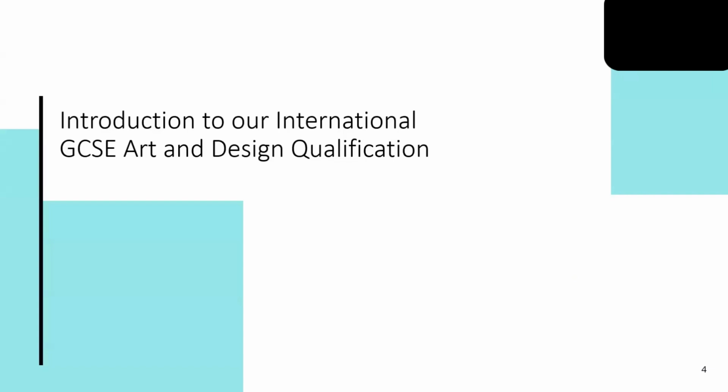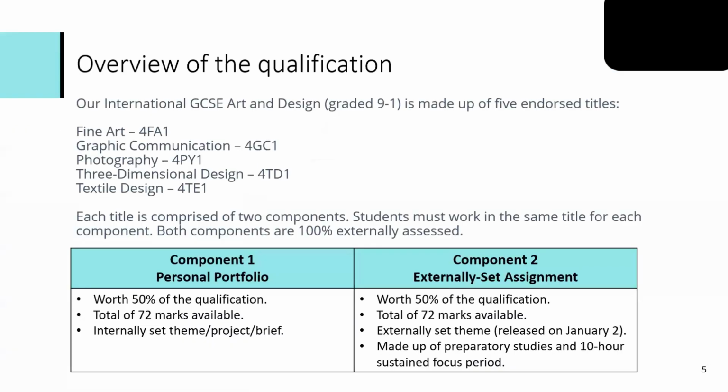Introduction to our International GCSE Art and Design qualification. To start, I will run through an overview of the qualification. Our International GCSE in Art and Design is made up of 5 endorsed titles: Fine Art, Graphic Communication, Photography, 3-dimensional Design, and Textile Design. Each title is comprised of 2 components, each with a 50% weighting and a total of 72 marks available for each component. Students must work in the same title for each component.